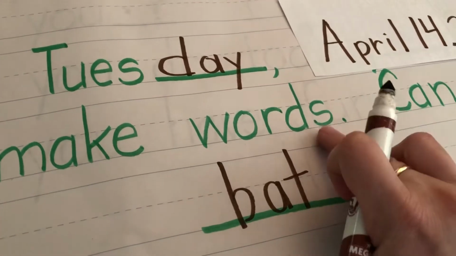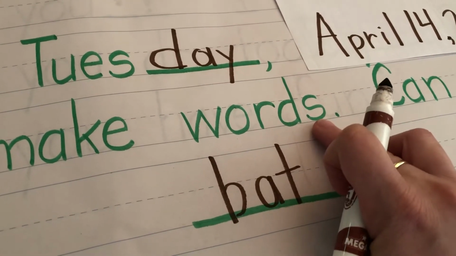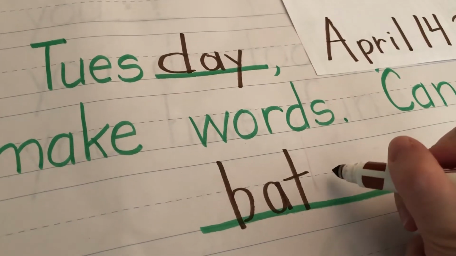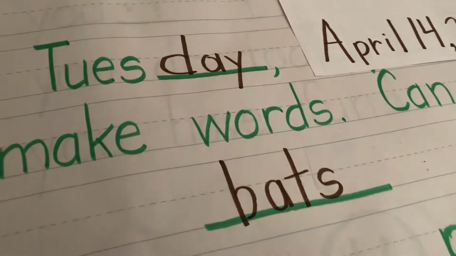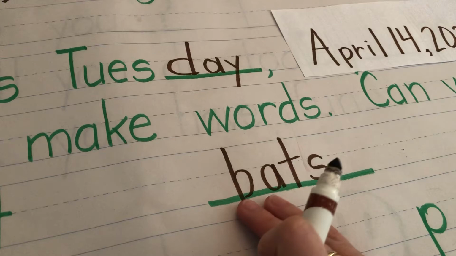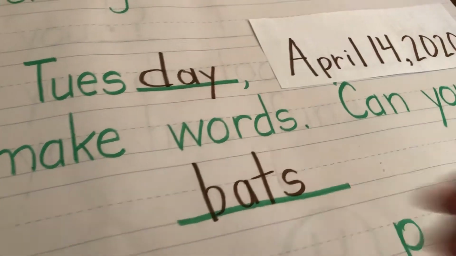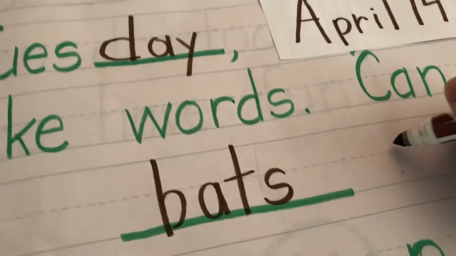Now I'm going to put something at the end to show more than one. And if you remember, we add an S to the end when we talk about more than one. So I'm going to write my S. So now what word did I make? Bats.